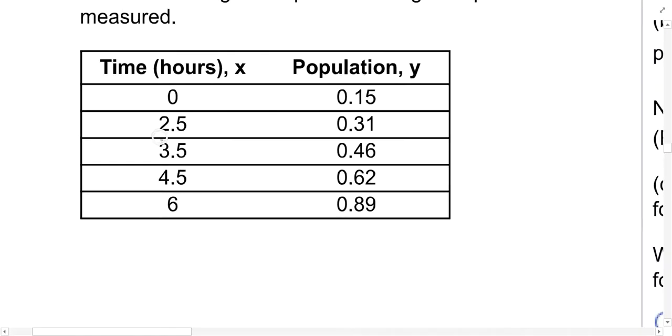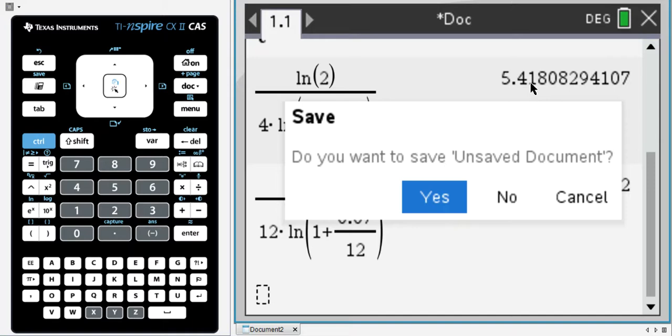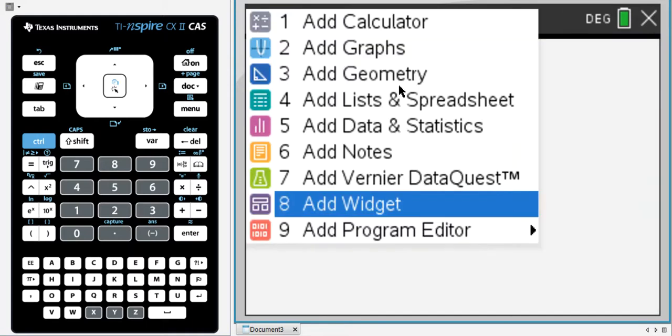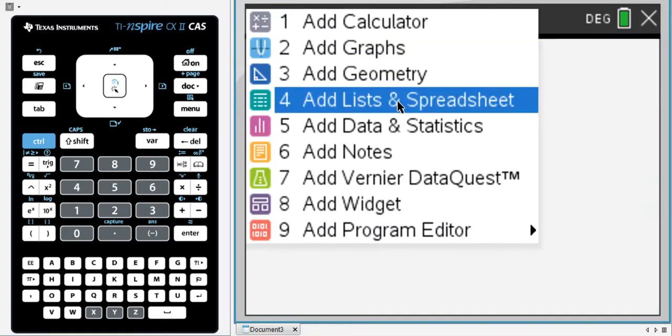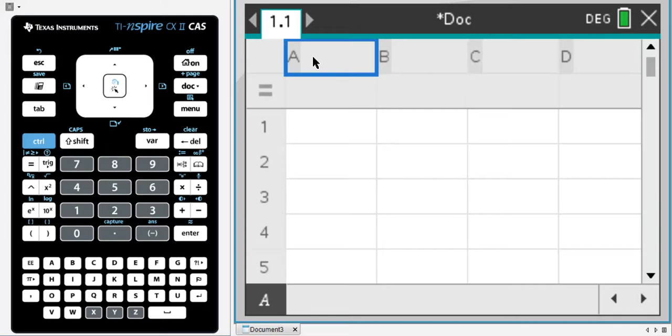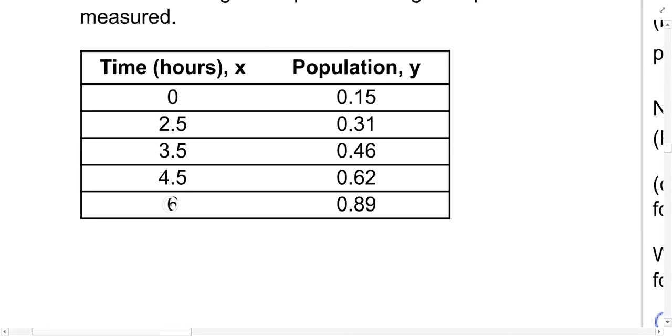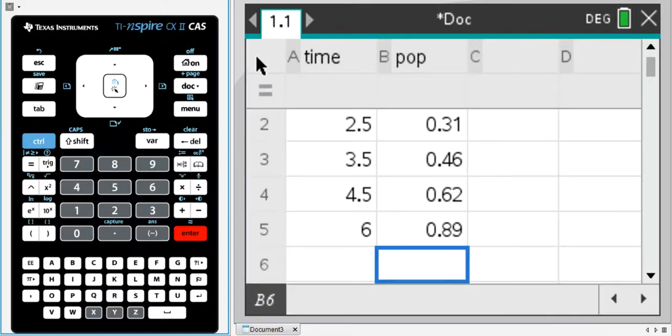So let's remind ourselves again, in order to find an equation based on existing data, we need to reach for our calculator. I would probably create a new document at this point and not save the prior work. But we need to start with a list and spreadsheets page, so I'll choose option number 4. Right off the bat, I'm going to label my columns. And in this example, we have time and population as our 2 columns. And I'm going to copy the information. From the first column, I have these values, and from the second column, I have these values.